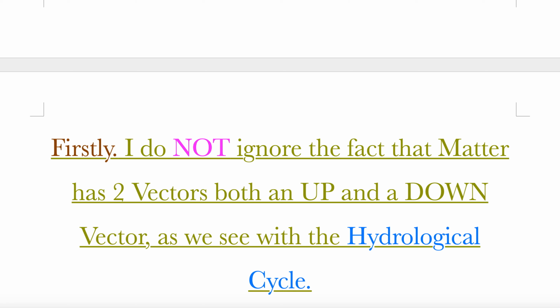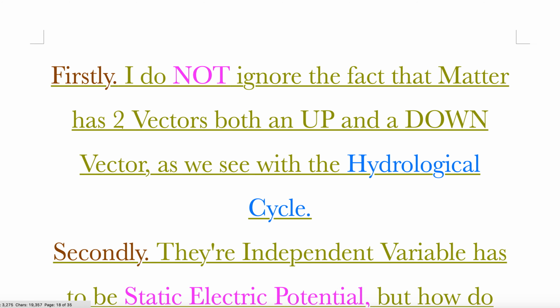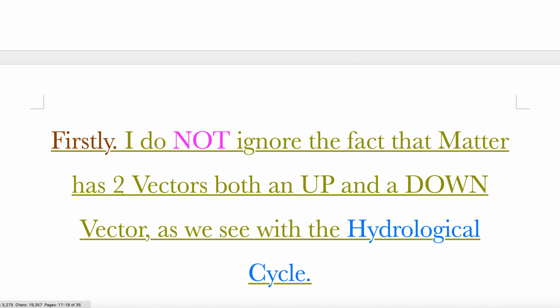Firstly, I do not ignore the fact that matter has two vectors, both an up and a down vector, as we see with the hydrological cycle. Right? Because in the hydrological cycle, you have evaporation of water becoming water vapor, rising up. When it condenses, it becomes clouds. Then, when the phase changes enough, it becomes rain. The rain falls back down to the ground. Okay, so that's the hydrological cycle.